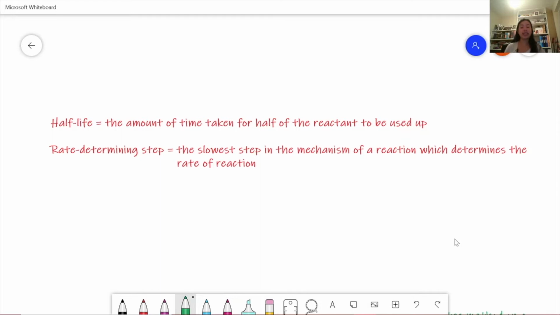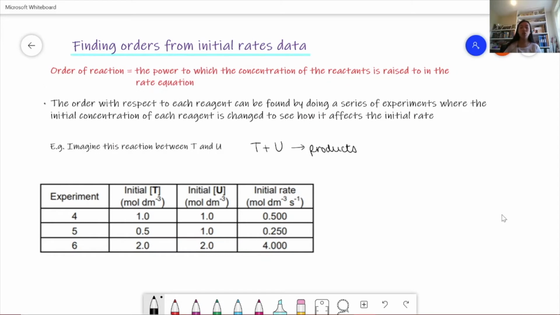And the rate determining step is the slowest step in the mechanism of a reaction. So a reaction can be either one step or made up of lots of different steps. And the rate determining step is the slowest step, which determines the rate of reaction. We can actually find the order with respect to different reactants from initial rates data.